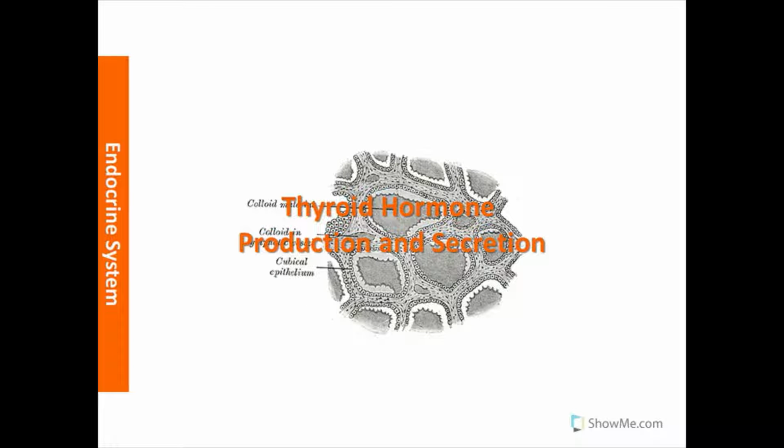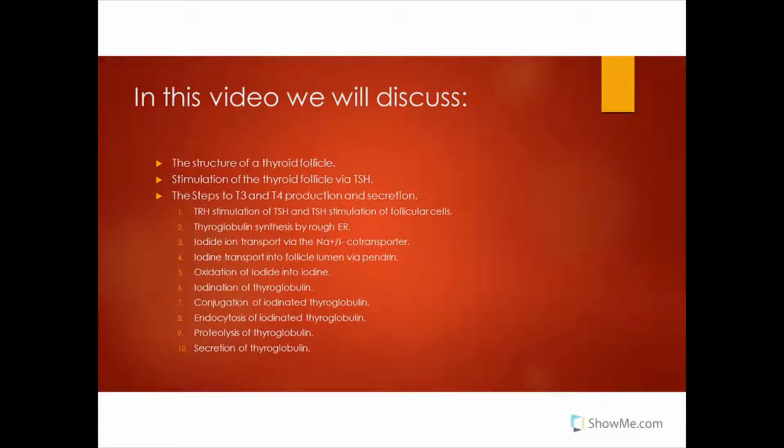Hello everyone, welcome to a brand new video on thyroid hormone production and secretion. In this video we're going to discuss the thyroid follicle and its structure. We're going to look at how it's stimulated through TSH. We're going to look at how T3 and T4 are produced, with the 10 steps in that production. So without further ado, let's jump into it and discuss first off our thyroid follicle.